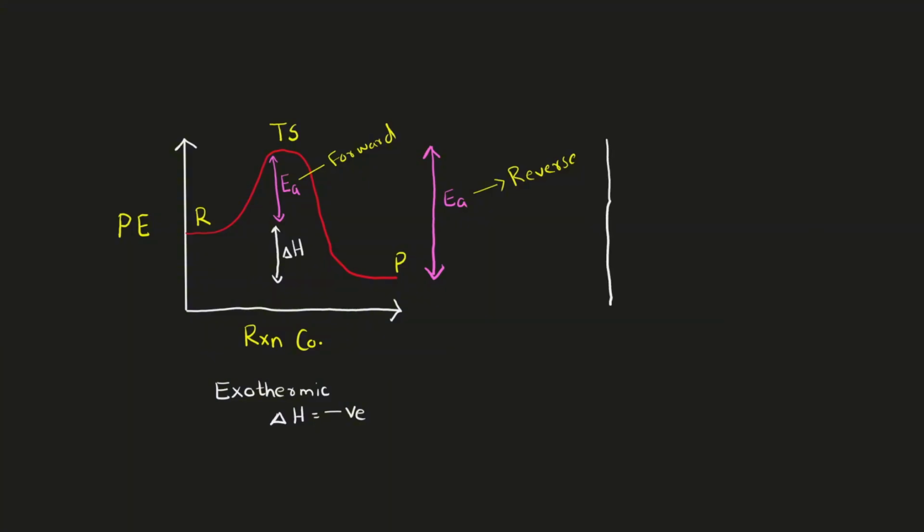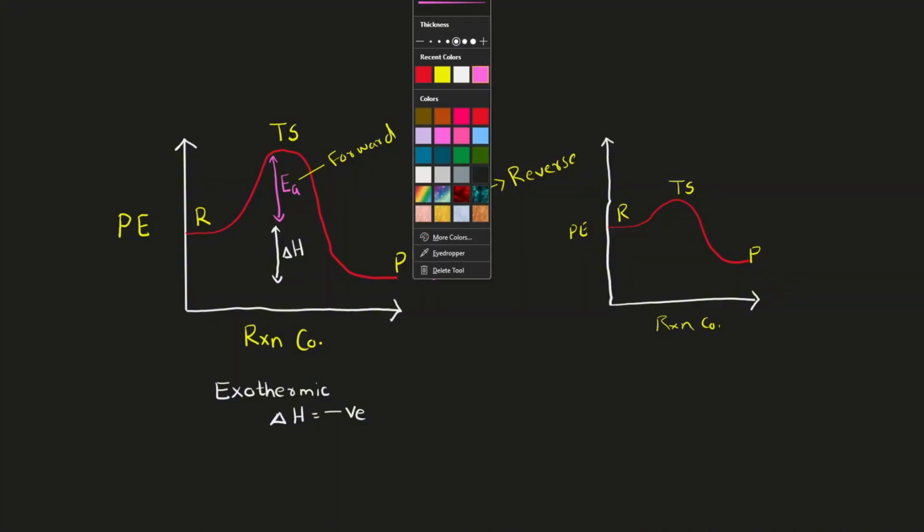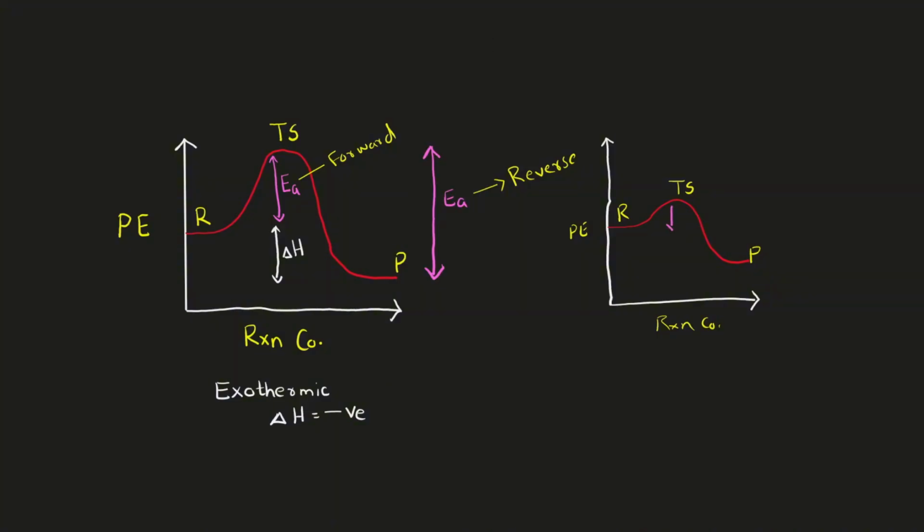What happens if we add a catalyst to it? We know a catalyst speeds up the reaction. Let's see how the diagram looks by adding a catalyst. The activation energy is much lower as compared to the previous one, which was significantly high. So it means by adding a catalyst, the forward and reverse activation energy are reduced significantly, as we can see on the diagram.